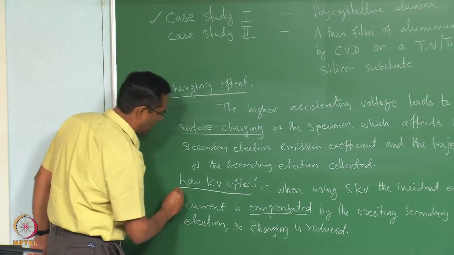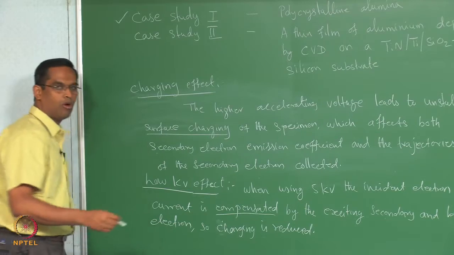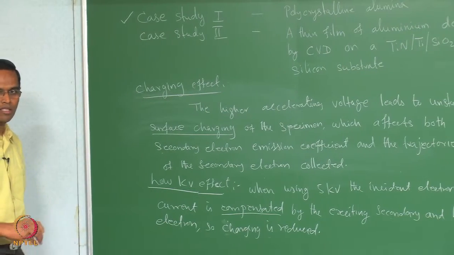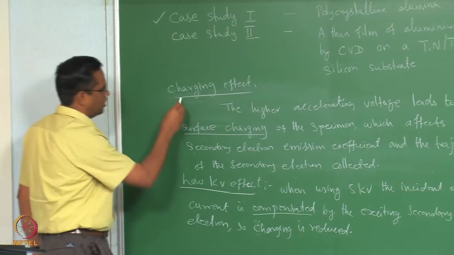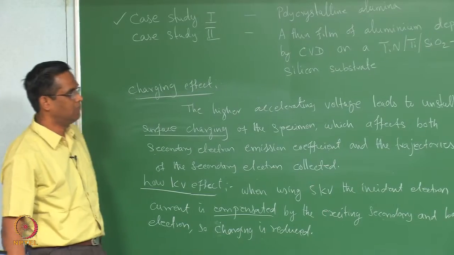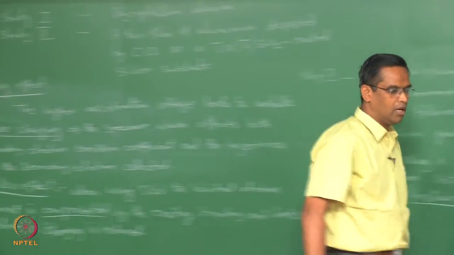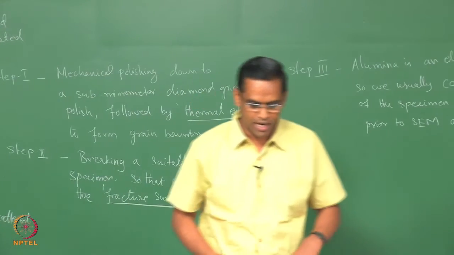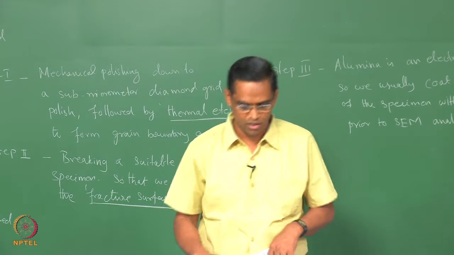So, if you have the higher kV, then this is not happening. More and more electrons will bombard the surface, which will promote the charging effect, which indirectly will hamper the image quality. So, that is what you have to realize, the effect of using higher and lower kV on the image quality.